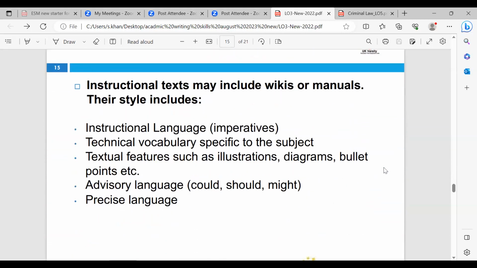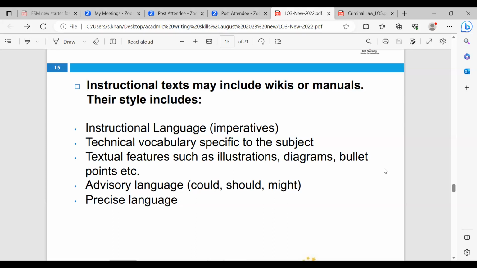Instructional text. Instructional text may include wikis or manuals. Their style includes instructional language, imperatives. What is instructional text? What do you think it is? Someone is passing information to you to pass to another person. Okay, so give me an example. For example, a manual, like when you buy a washing machine. Excellent example, thank you.